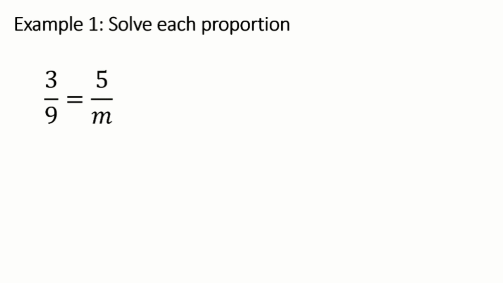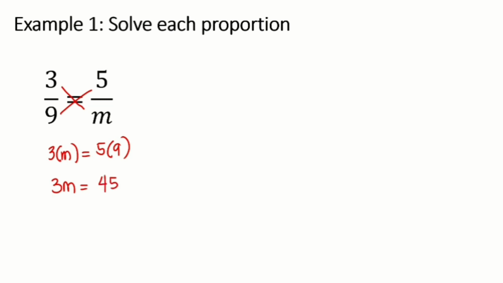Let's try to solve problem number 1. Suppose we're going to solve for the value of m. We have 3 over 9 is equal to 5 over m. Step number 1, we will apply cross product. So we have 3 multiplied by m is equal to 5 times 9. So 3m is equal to 5 times 9, that is 45.